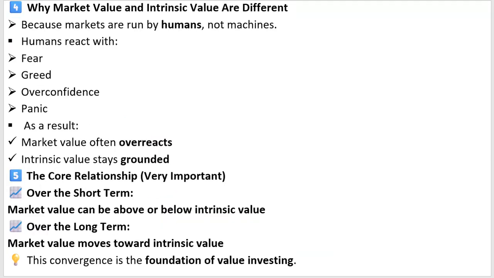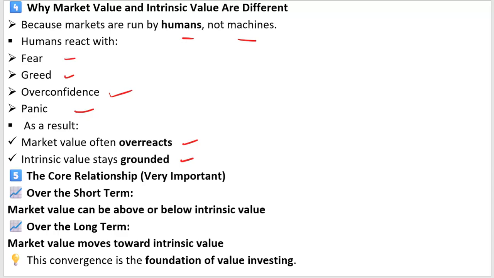Then the question arises: why are the market value and IV value different? Because markets are run by humans, not machines. Humans may have fear, greed, overconfidence, panic. And what is the result of this? Market value often overreacts. IV value stays grounded and stable.